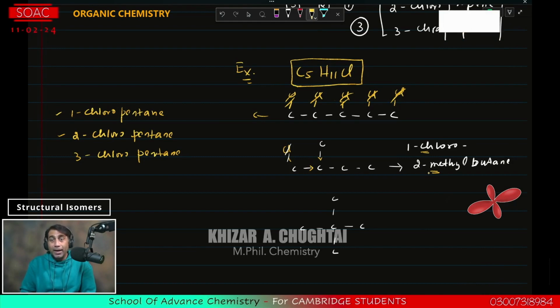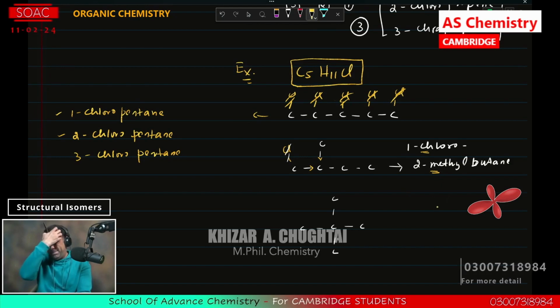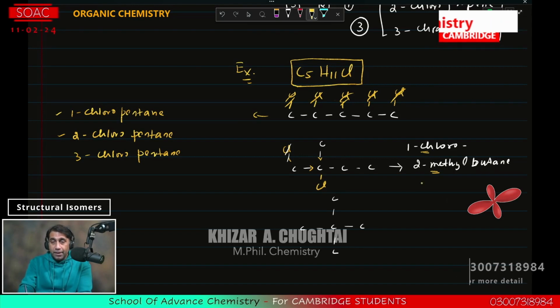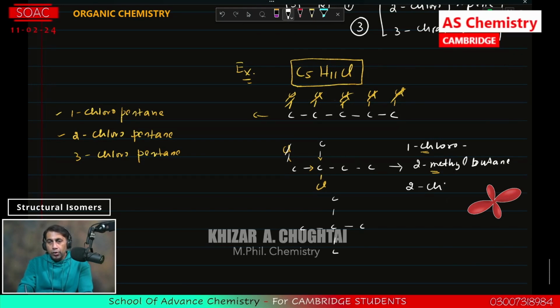C. That's why, irrespective of their position, irrespective of their numbers, you will see their names. Which one is coming first? So you will write it first. Got it? Okay. If the Cl is over here, what is its name? Good boy. 2-chloro, 2-chloro dash 2-methyl butane.